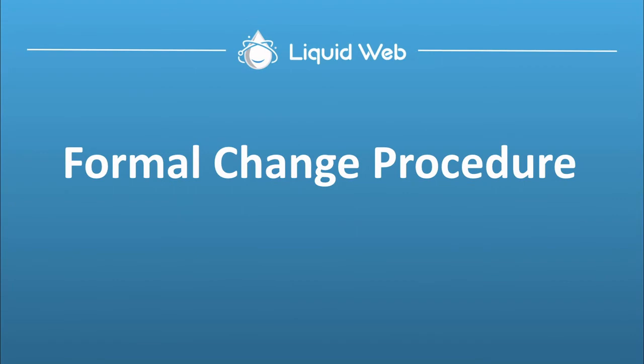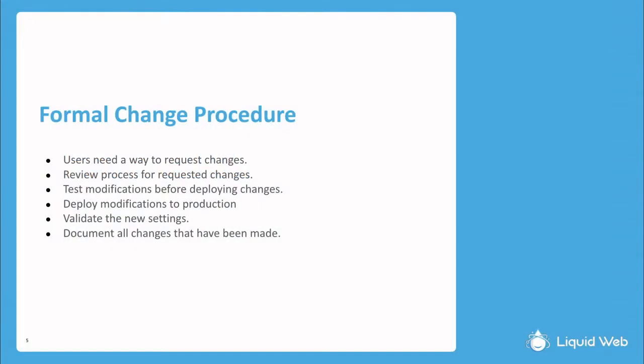Second best practice is a formal change procedure. While this might seem overkill for a small business, a formal change procedure will allow you to keep your firewall rule set up to date and functioning properly. Users need a way to request changes. Once those requests are put in, you should have a review process for those requested changes. Once you've reviewed the requests, you can test those modifications before deploying them. Of course, deploy them into your production environment and validate the new settings. And finally, again, document all the changes that have been made so that you can revert those changes if a problem is detected.